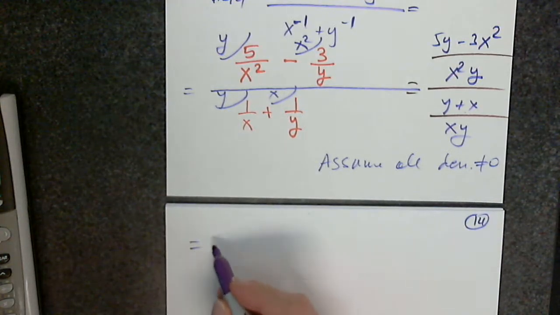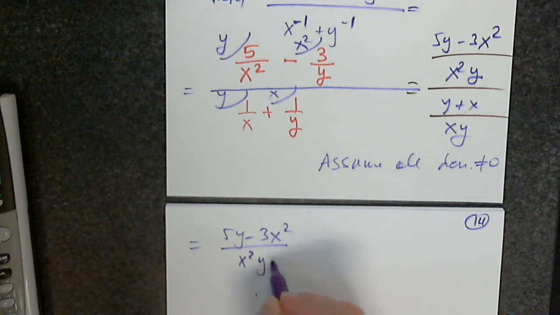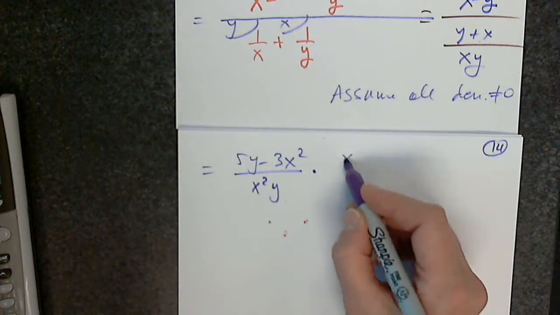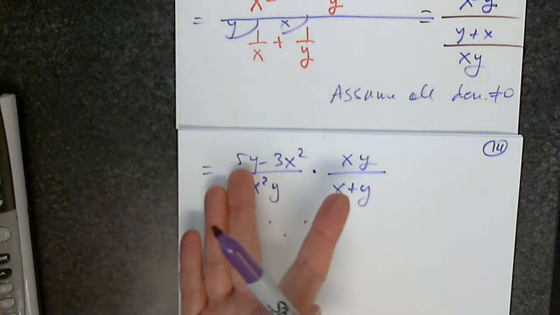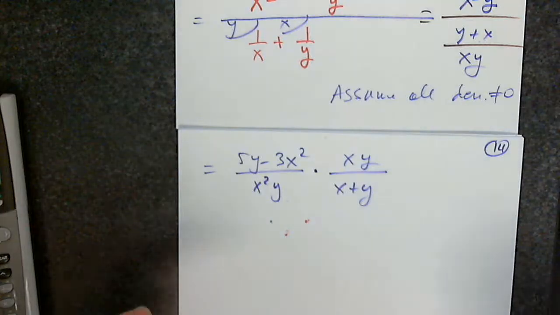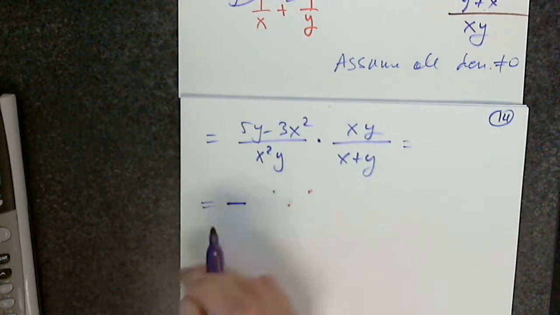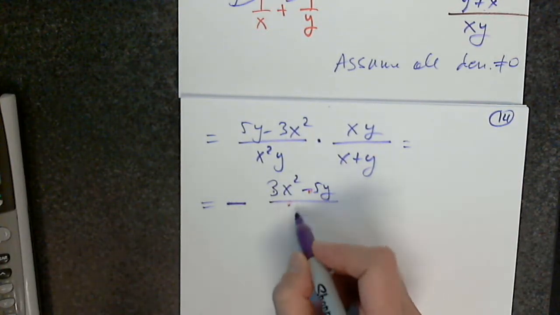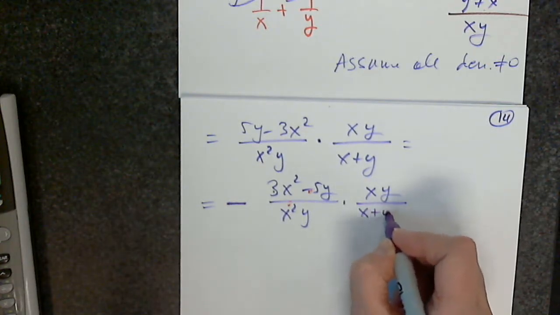So then the top is 5y minus 3x squared over x squared y multiplied by, right, which is xy over, now I can switch it into x plus y, and I will arrange this in descending order, sort of, because I consider x and y. So then I will put a negative outside, 3x squared minus 5y over x squared y. I should have simplified before writing it again.